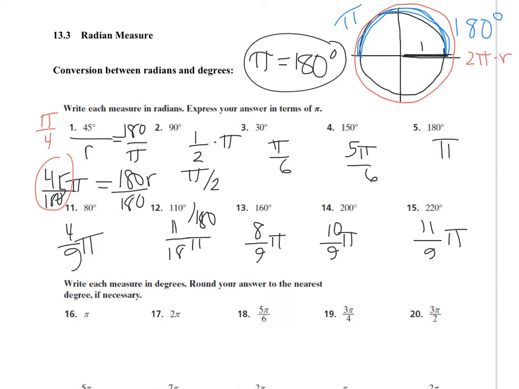You can either write the pi in the numerator, like 11 pi over 9, or you can write it as 11/9 pi. It's the same thing. Just make sure to not put pi in the denominator.